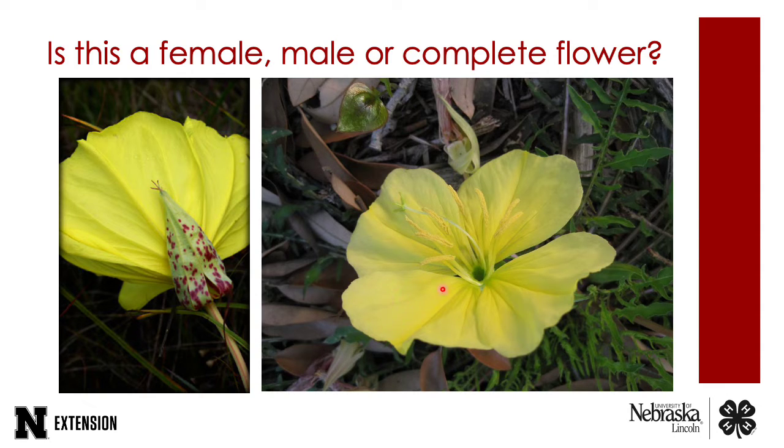We have petals, obviously the showy yellow petals. And then on the underside, we have a sepal. This is the covering that encloses the flower before it opens. So we have a pistil, we have stamens, we have petals, we have sepals, so that would make this a complete flower.